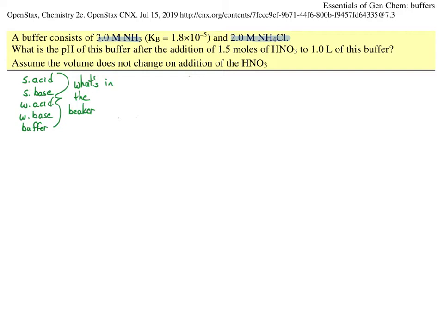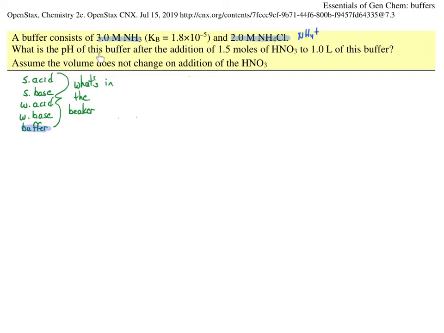Ammonium chloride is going to dissociate into solution and give us ammonium ion. So we have a weak base and its conjugate acid. They're present in high and sort of equal concentrations. We have a buffer.